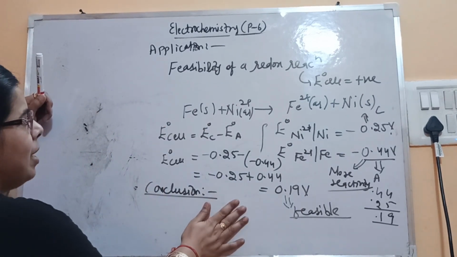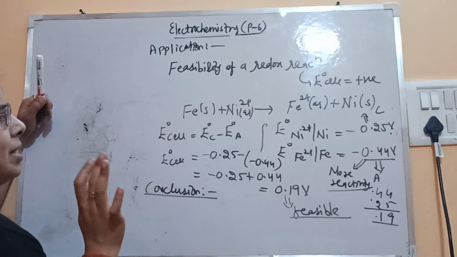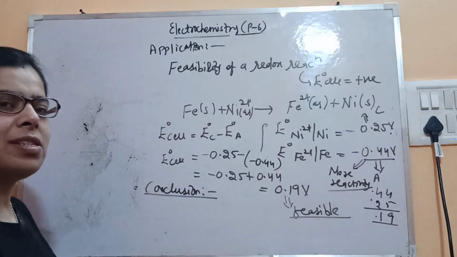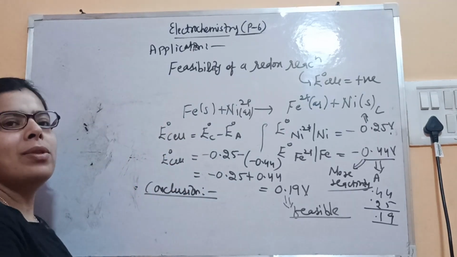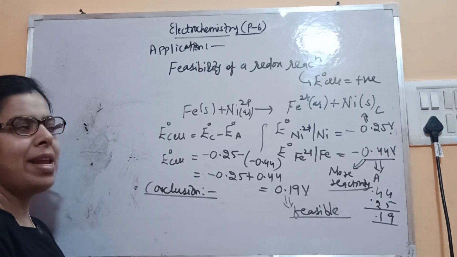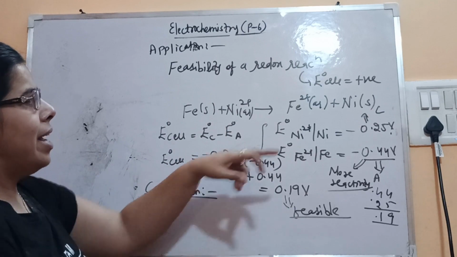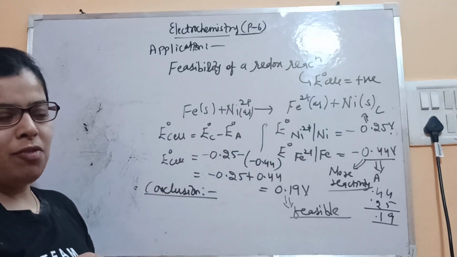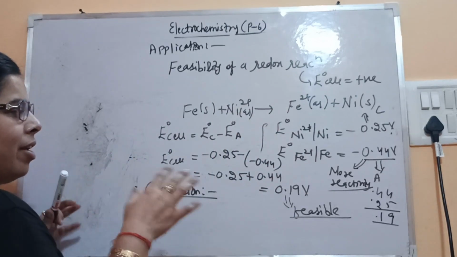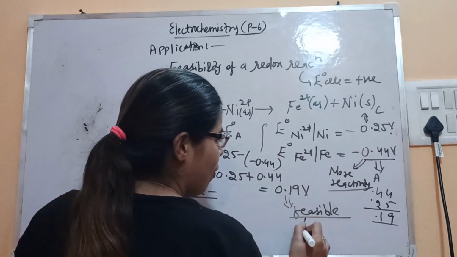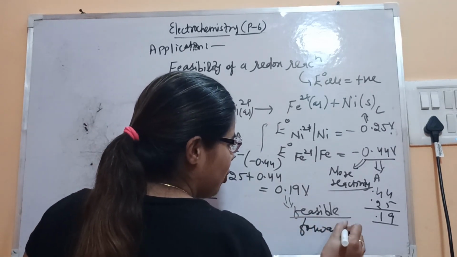So it is feasible. Now if iron is reacting with this, it means iron is more reactive. In the series you just see it is placed below the nickel. It means it is more reactive. So it can easily displace nickel from its salt solution. That's why this reaction is taking place. Fine. So what we can conclude? Reaction is feasible in the forward direction. Reverse reaction is not possible.